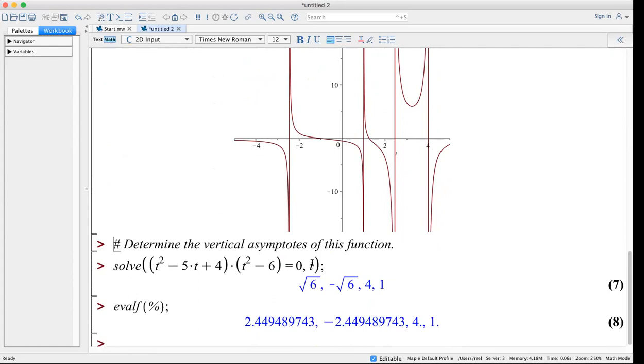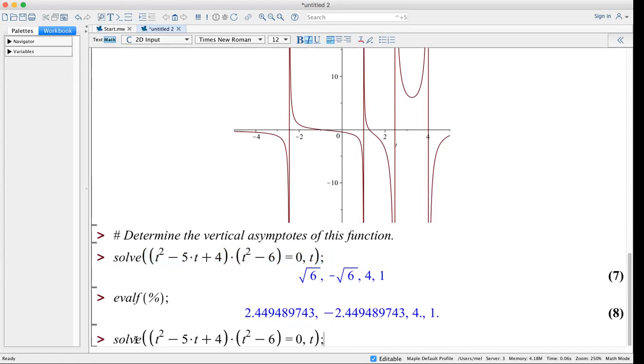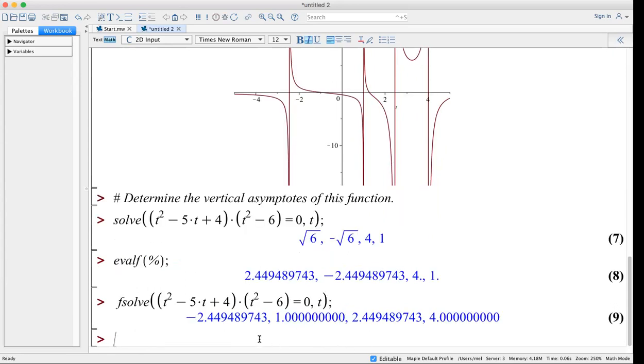Let me just make one other remark. Here I solved this equation explicitly. It turned out, because they were just quadratics, there was an explicit solution that Maple could write down. If I wanted to solve it immediately in decimals, I would use the command fsolve instead of solve. And then I get the solution in decimals. Maple chooses to write 1 as 1 point a lot of zeros, but that's not important.